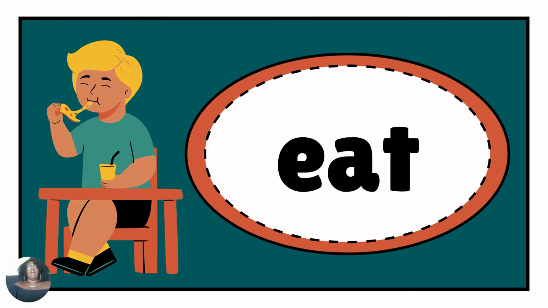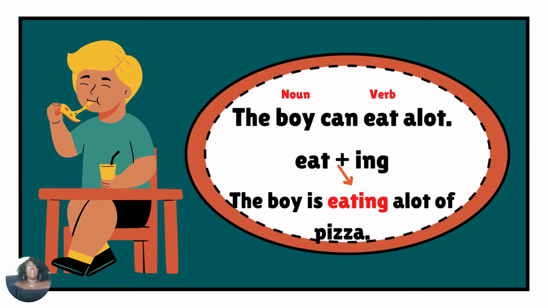Eat. Pronunciation, eat. The boy can eat a lot. Boy is the noun. Eat is the verb. Eat describes what the boy can do a lot of. Eat plus ing becomes eating. Notice the arrow and the red word. The boy is eating a lot of pizza. Something that a lot of us like to do is to eat pizza.